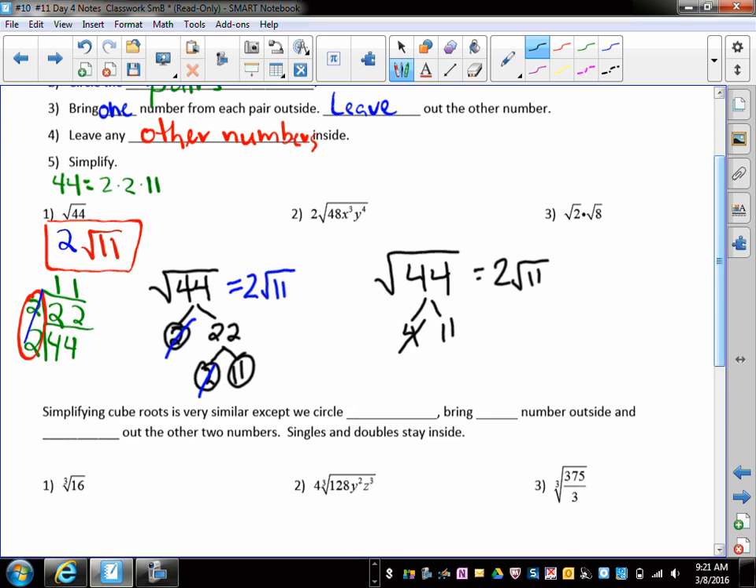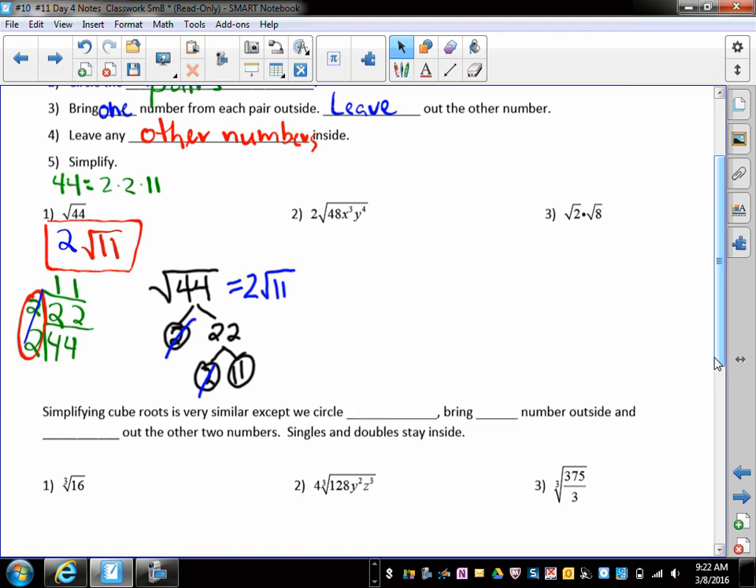But for those of us that struggle with understanding what's going on in the background, we're going to stick with our ladder method. Questions on that? Okay, so let's do number 2 together.